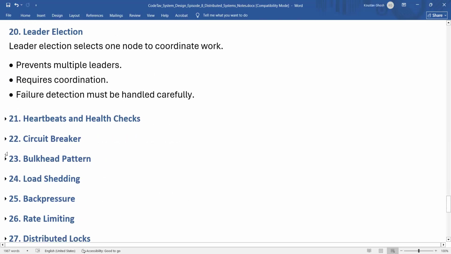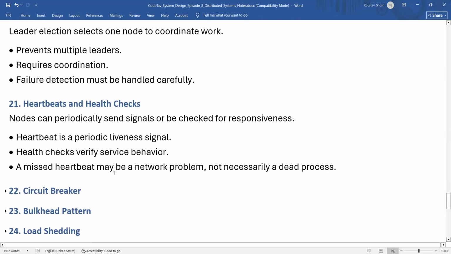Okay. Next is heartbeats and health checks. So how do we know whether another service is alive? One common technique is a heartbeat. A node periodically sends a signal saying I am alive. So if heartbeats stop arriving, another component may suspect that the node has failed. So we also have health checks. For example, GET /health, we can have an endpoint like that.